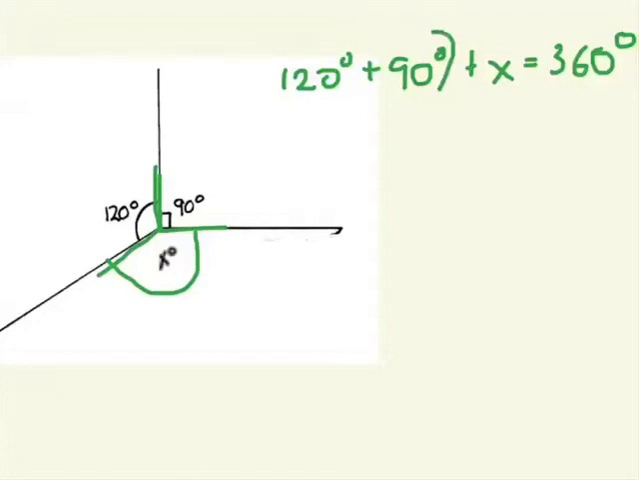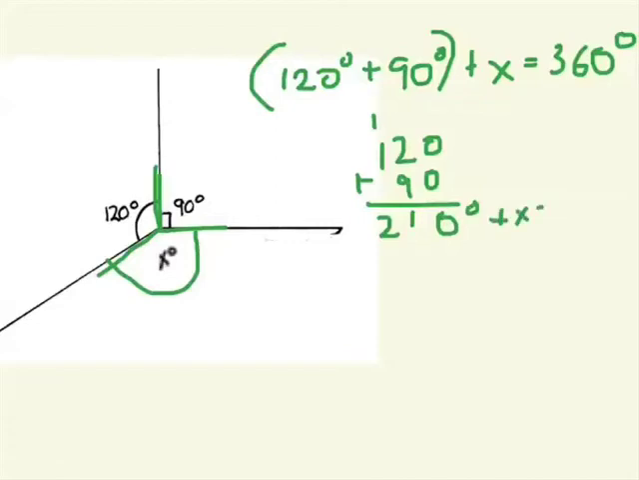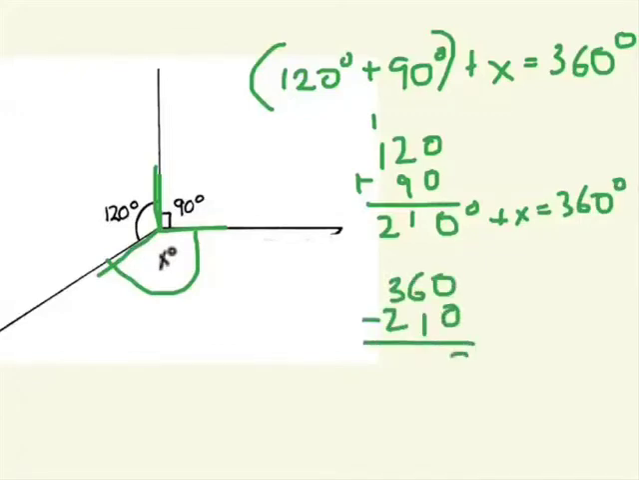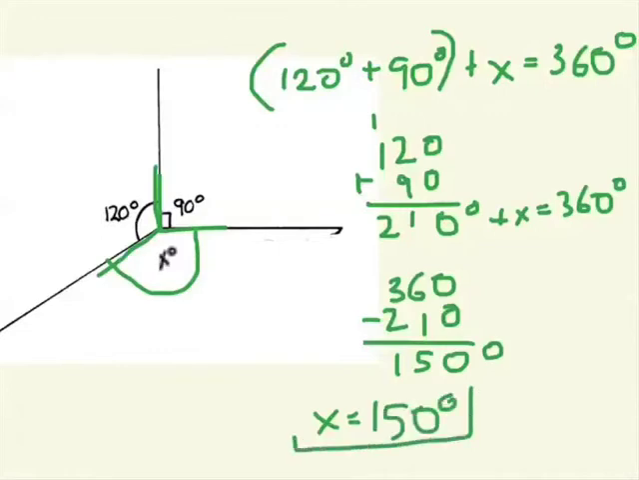So if I combine my 120 and 90 degrees, let's do it here on the side. 9 plus 2 is 11. All right, you get 210 degrees plus whatever's left will equal 360 degrees. 360 minus the 210 degrees that we know will give us 150 degrees, which is greater than 90 degrees. So that is an obtuse angle. That's how we found the measure of the missing angle. Sounds like a mystery.